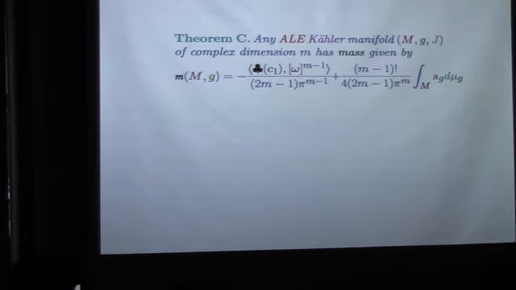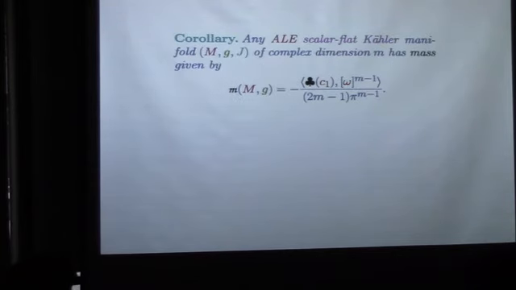Now, this is a mass formula for any ALE Kähler manifold. But if you assume the manifold is scalar-flat, that is to say the scalar curvature is 0, the integral of the scalar curvature is certainly 0. And now you get a topological formula that just involves the first Chern class and the Kähler class that computes the mass.